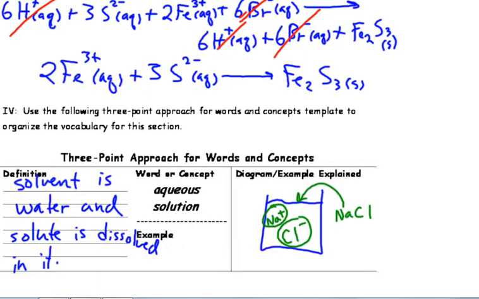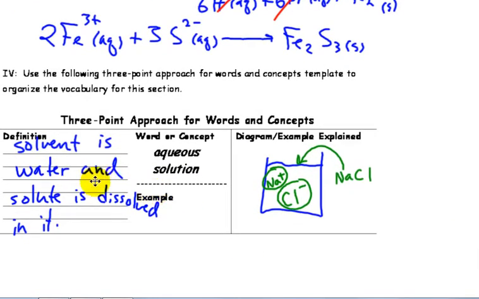So first of all, aqueous solution. Solvent is water and solute is dissolved in it. So here's an example of sodium chloride being dissolved in water. Relatively easy. Aqueous means dissolved in a liquid.